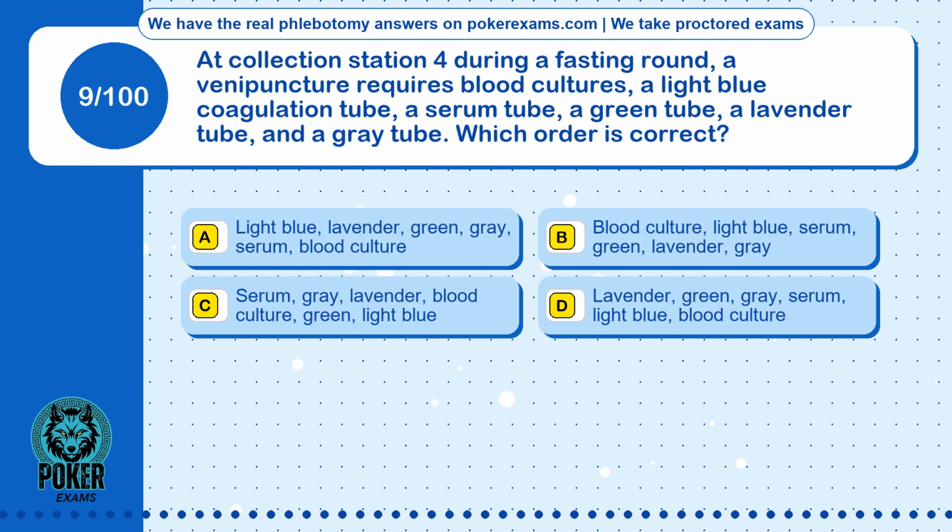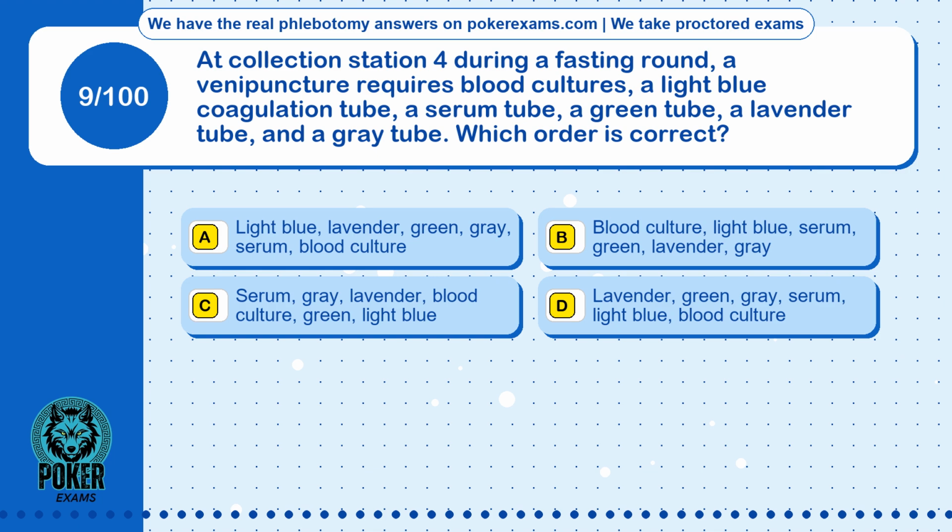Question 9. At collection station 4 during a fasting round, a venipuncture requires blood cultures, a light blue coagulation tube, a serum tube, a green tube, a lavender tube, and a gray tube. Which order is correct? Option A. Light blue, lavender, green, gray, serum, blood culture.